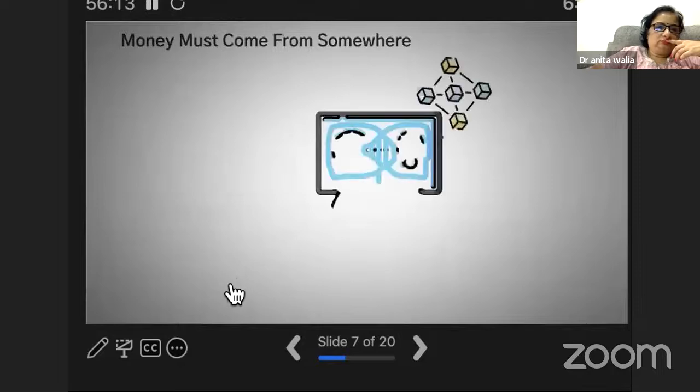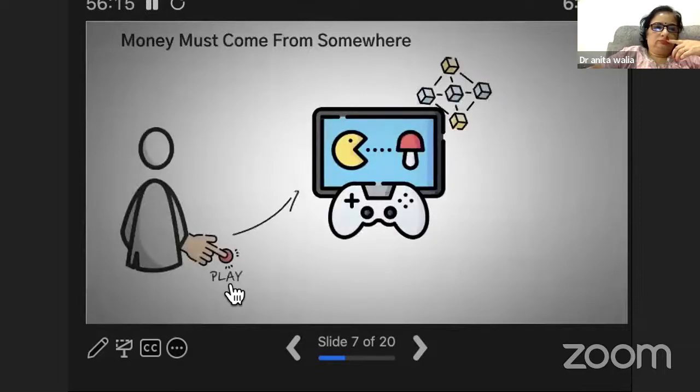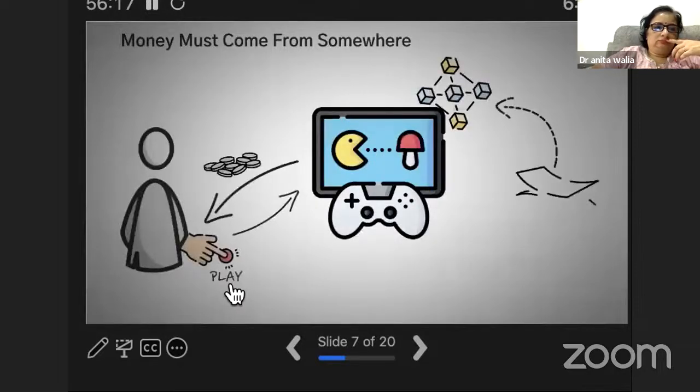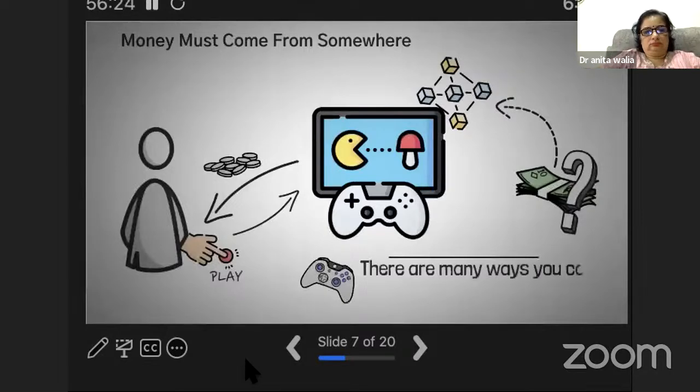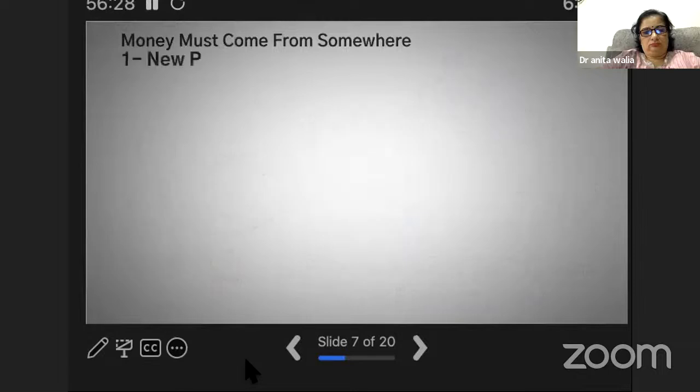The money must come from somewhere. When it comes to play-to-earn games, the idea is pretty simple. You play the game and you earn money. Well, where does that money come from? To keep players playing, it would seem that you would need to keep paying them. Now, there are tons of ways you can pay these loyal players, but let's go through a few different ideas now. Number 1, new players.